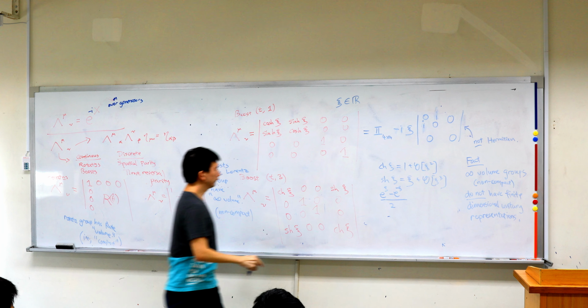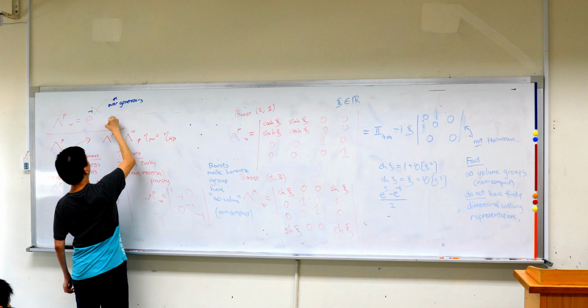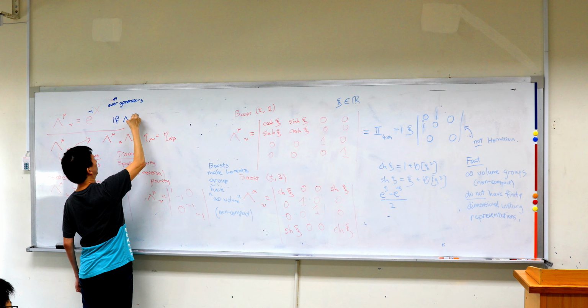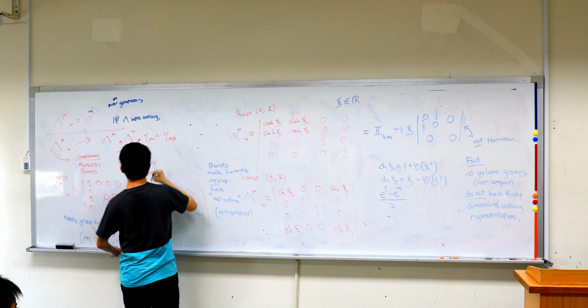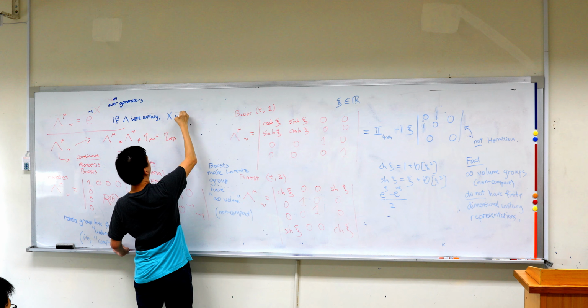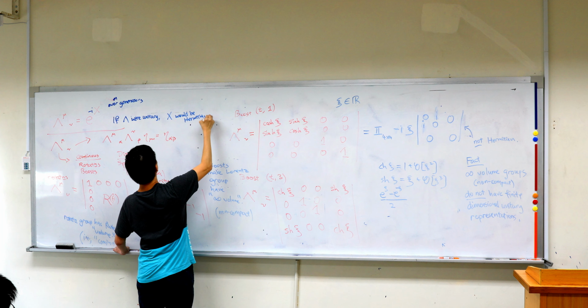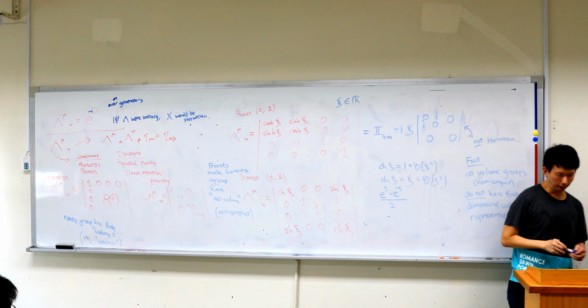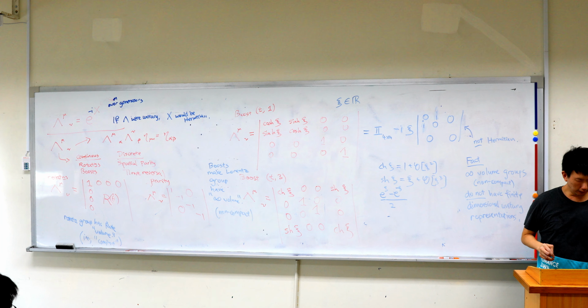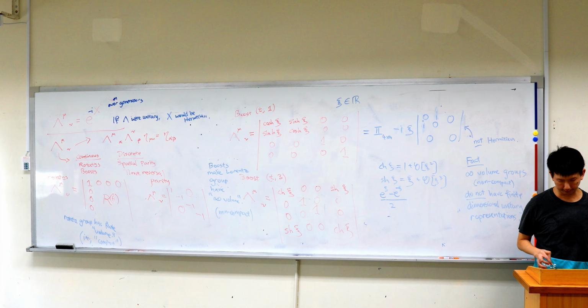If lambda were unitary, then x would be Hermitian. But this theorem tells you that it's not possible, because it's not possible to have a finite dimensional unitary representation. So later on when we do fermions, for example, we'll encounter the same issue.